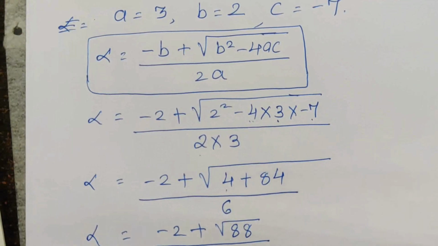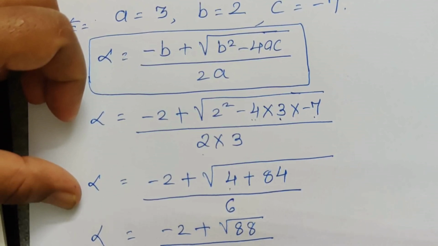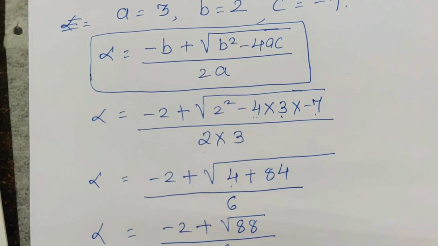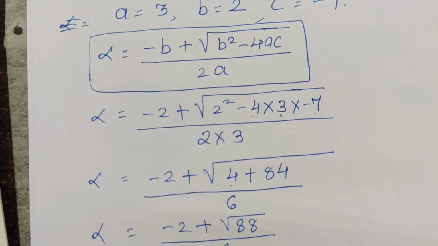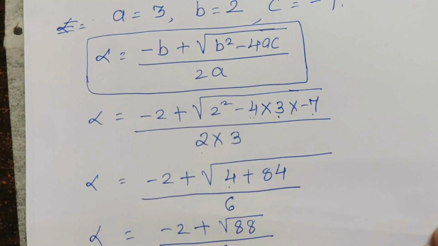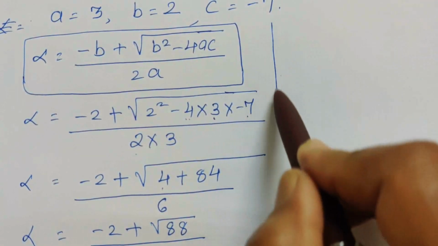Now you can take the square root of 88. If you don't get the square root, then you just find out the factors and see. So you will get here minus 2 plus under root 4 multiplied by 22. 22 4s are 88, upon 6. We'll complete the example this side.